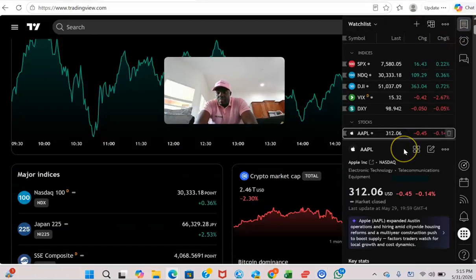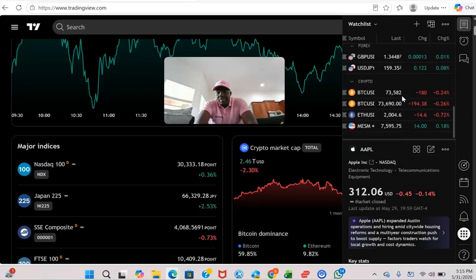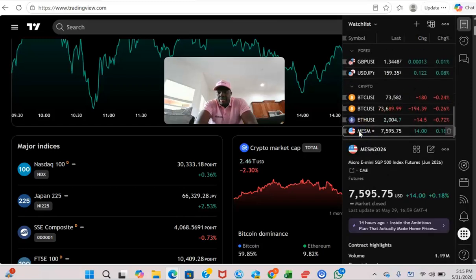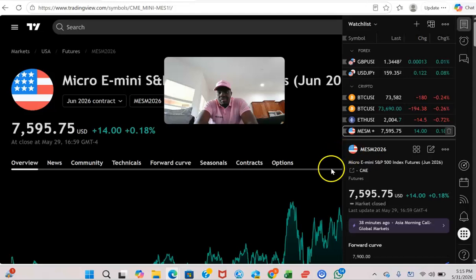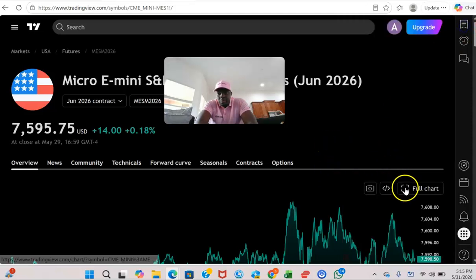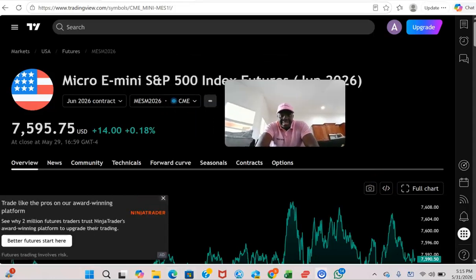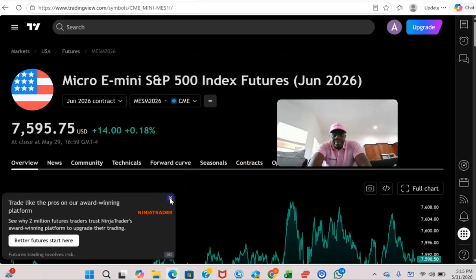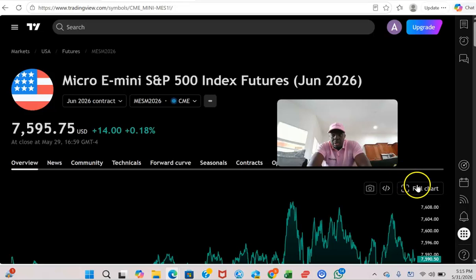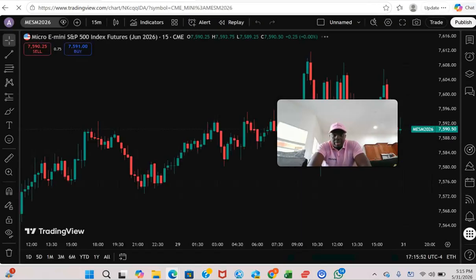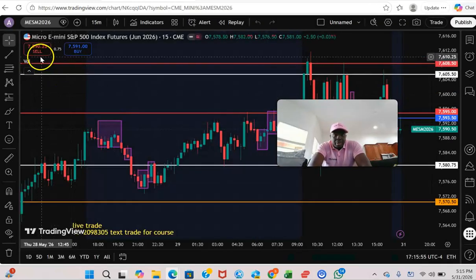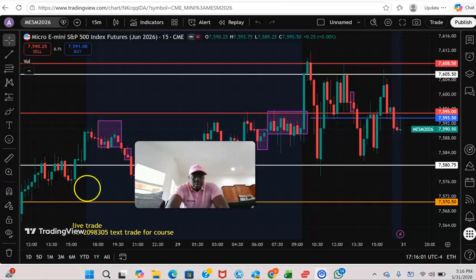Now, I trade this. You press this to close it, and I'm going to do full chart. I trade the Micro E-mini S&P 500. You have to find this Micro E-mini S&P, since that's what I'm trading.